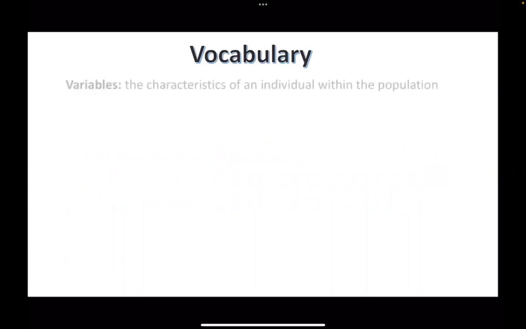More vocabulary. Variables. I know you've been doing variables for a very long time in all of your math classes.